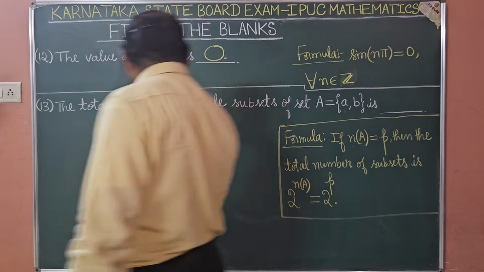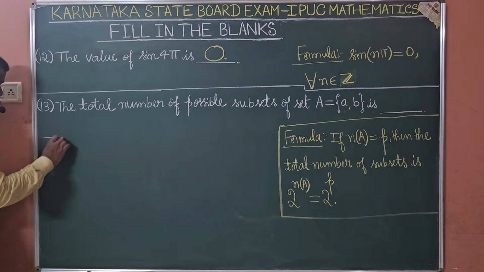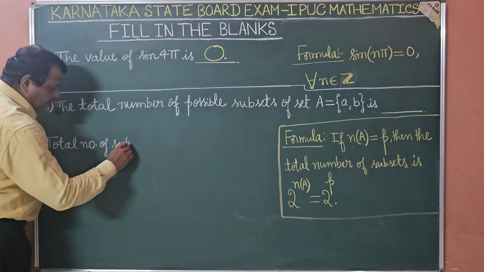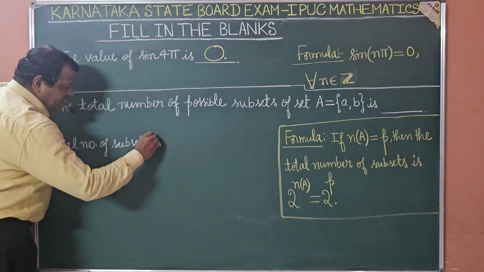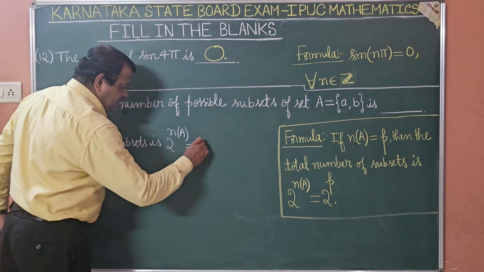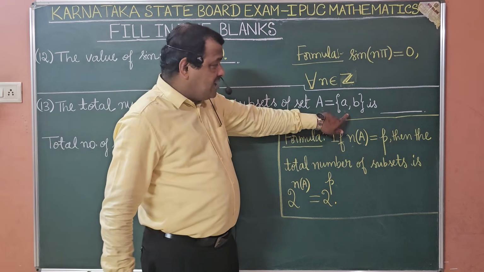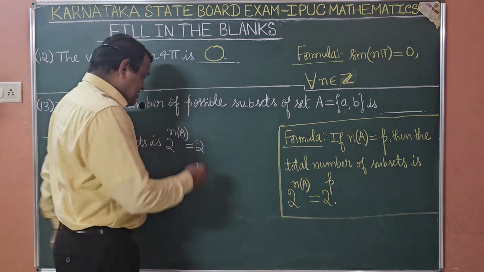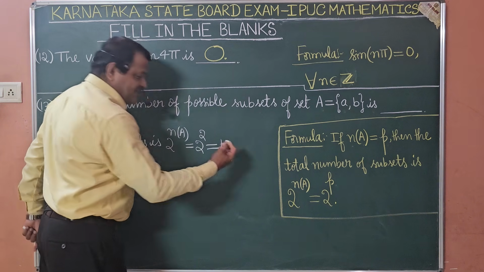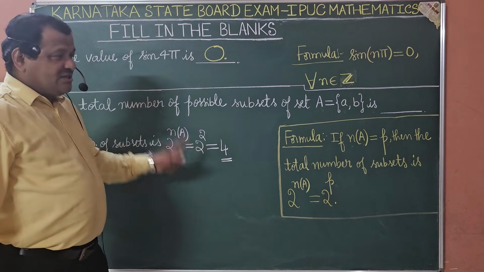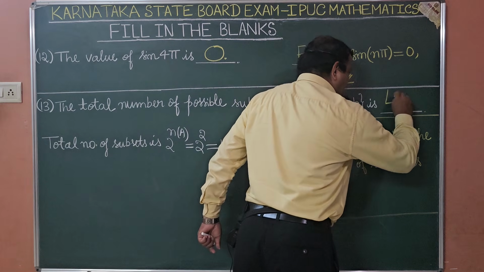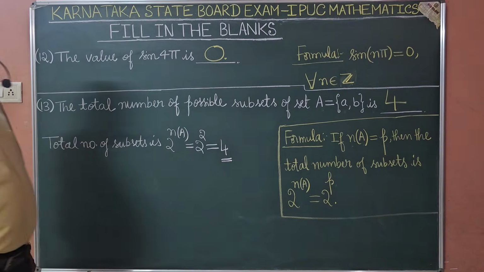Therefore in this exercise the total number of subsets is 2 power the number of elements in the set given. So 2 power, the number of elements present in the set given is 2. 2 power 2. Hence 4 subsets are possible. Therefore, in this fill in the blank, I will write the answer as 4. Kindly go through the solution.